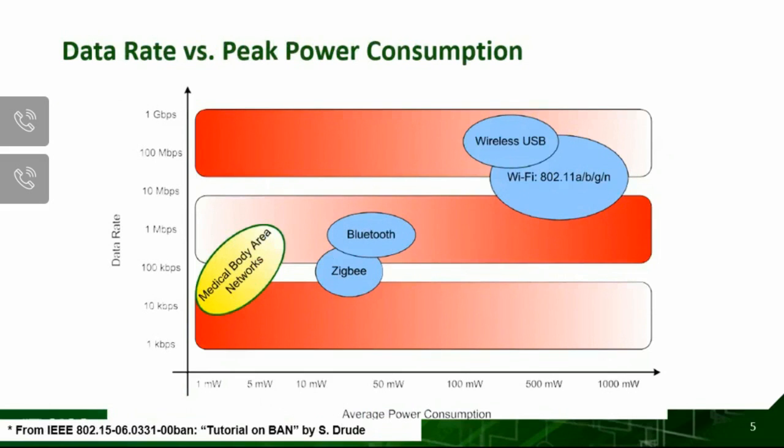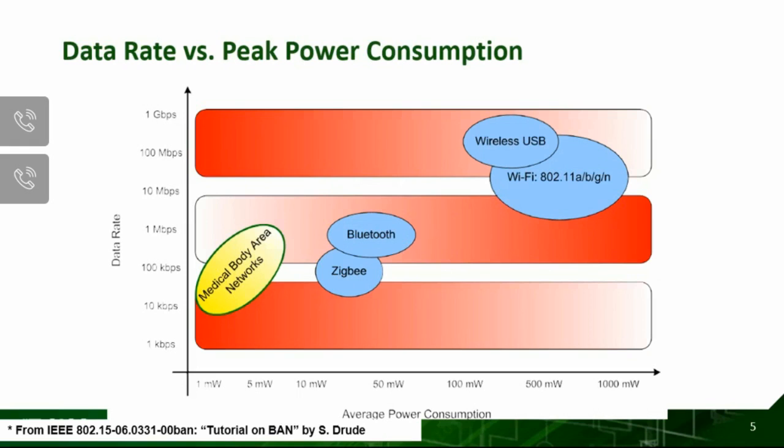We may think that we don't need a separate protocol for body area network, or BAN, because we can probably use Bluetooth or Zigbee or other existing protocols to cover that. But if you look at this graph, with power on the x-axis and data rate on the y-axis, you will see that Bluetooth and Zigbee are low power radio protocols, but they are still high power when it comes to body area network applications, especially in the context of healthcare.